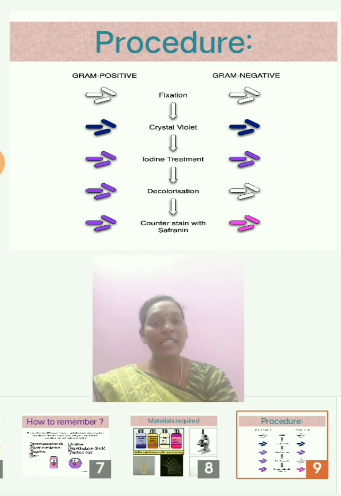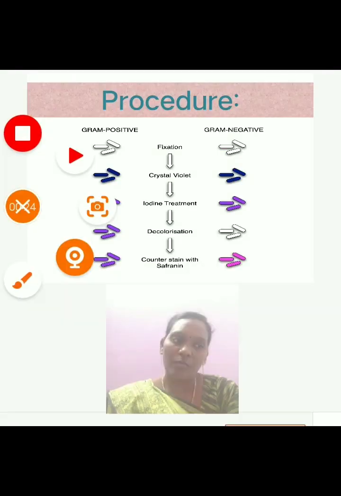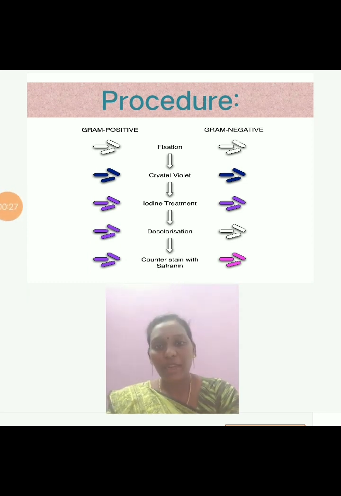Ethyl alcohol is the decolorizer which is used in the gram staining method. When you decolorize, the gram positive bacteria have a thick peptidoglycan layer, so they will not leave the stain. Since the gram negative bacterial cell wall has a very thin peptidoglycan layer, it will leave out the primary stain, that is the crystal violet, and the cells become colorless. So it is now free to take up the counter stain, that is safranin. The gram negative bacteria now take up the color of the counter stain, safranin, and appear pink in color.